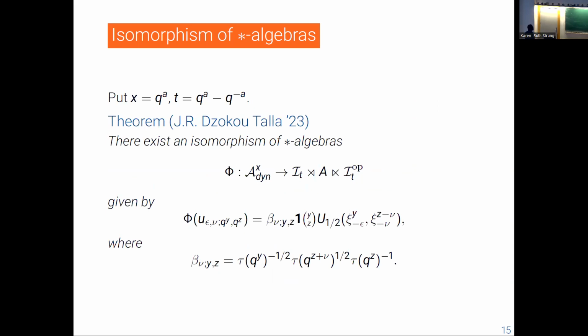Okay. Now we give our main result. You see, in fact, that if we choose x equal to q power a with t equal to this, you see that there exists an isomorphism of star algebras between our dynamical quantum SU2 group and this double cross product algebra given by this, where this factor beta here is given by this, and this one here is just 1y up and yz, and this u1/2 here is the matrix coefficient of the unitary representation of this A.